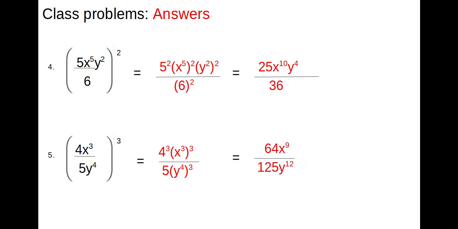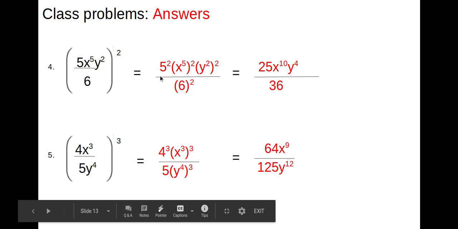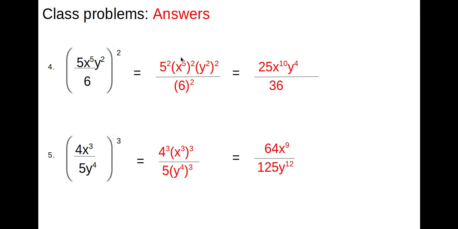So now we have our last two, which is 5x to the 5th, y to the 2nd, divided by 6, all raised to the 2nd power, which is right here, power of a quotient: 5 to the 2nd power, x to the 5th, raised to the 2nd, and then y to the 2nd, raised to the 2nd, divided by 6 to the 2nd. And the answer to that will be 25x to the 10th power, y to the 4th, divided by 36.